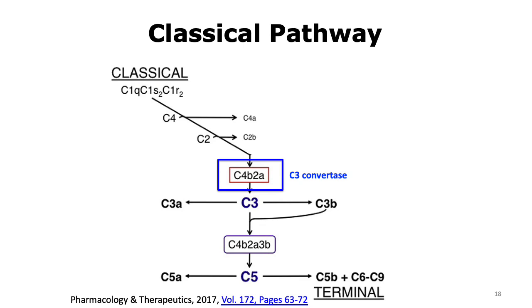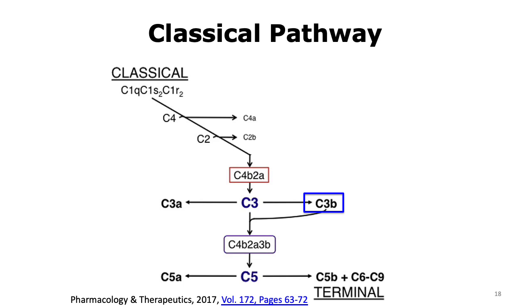The C4b2a or the C3 convertase will interact with the complement protein called C3 and cleave it into two fragments. The smaller fragment or C3a is diffusible and soluble, and it functions as an anaphylatoxin to induce inflammation. The larger fragment, which is C3b, covalently binds to the surface of the pathogen and is able to act as an opsonin, where it mediates the engulfment of the pathogen by immune cells through the process of phagocytosis.